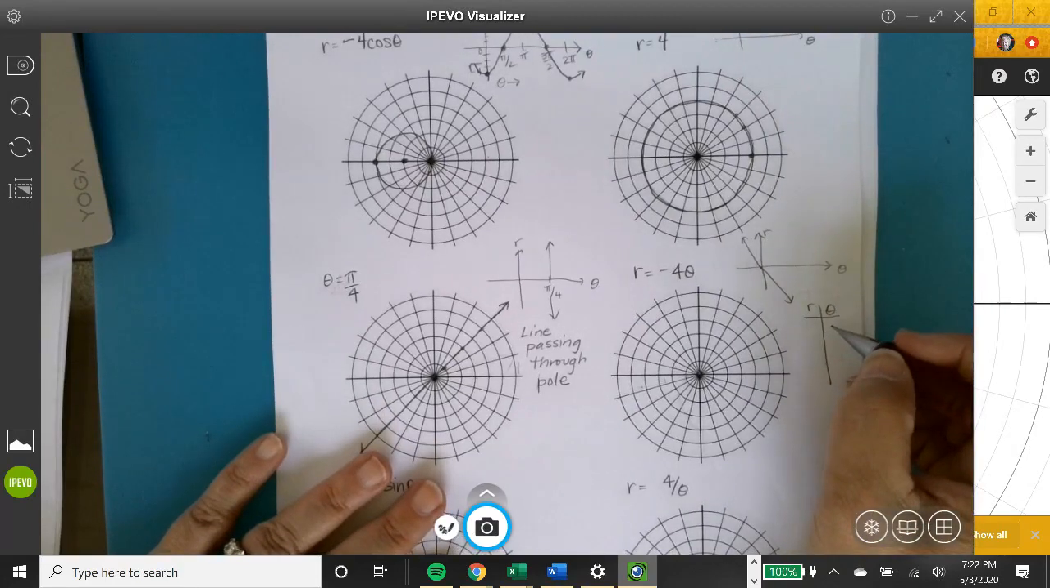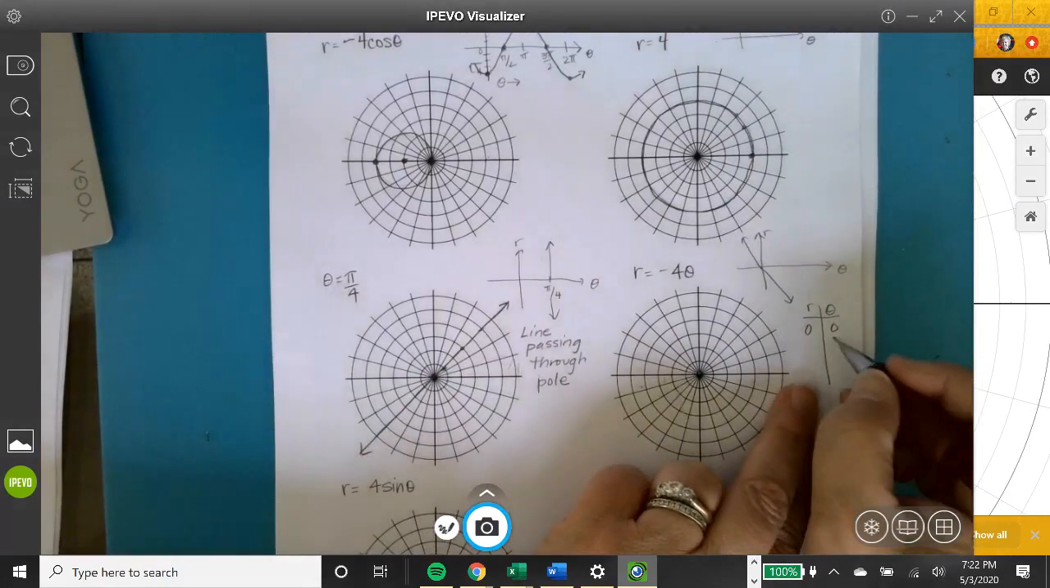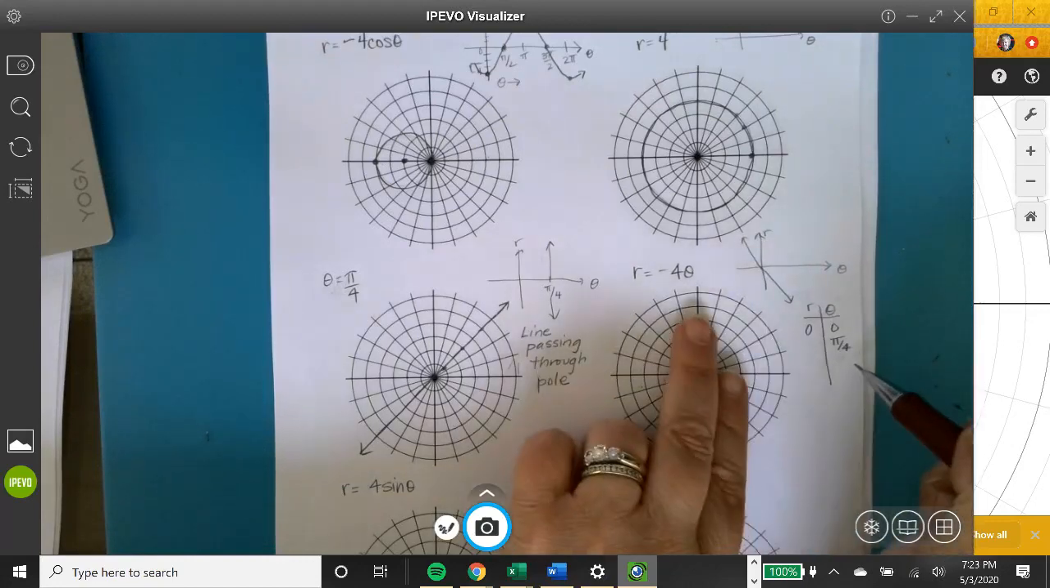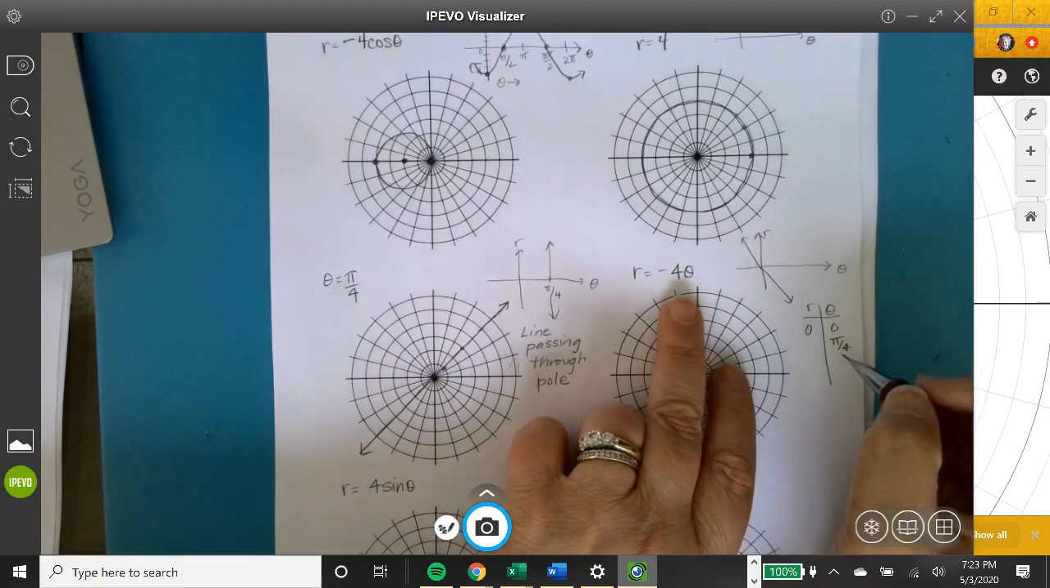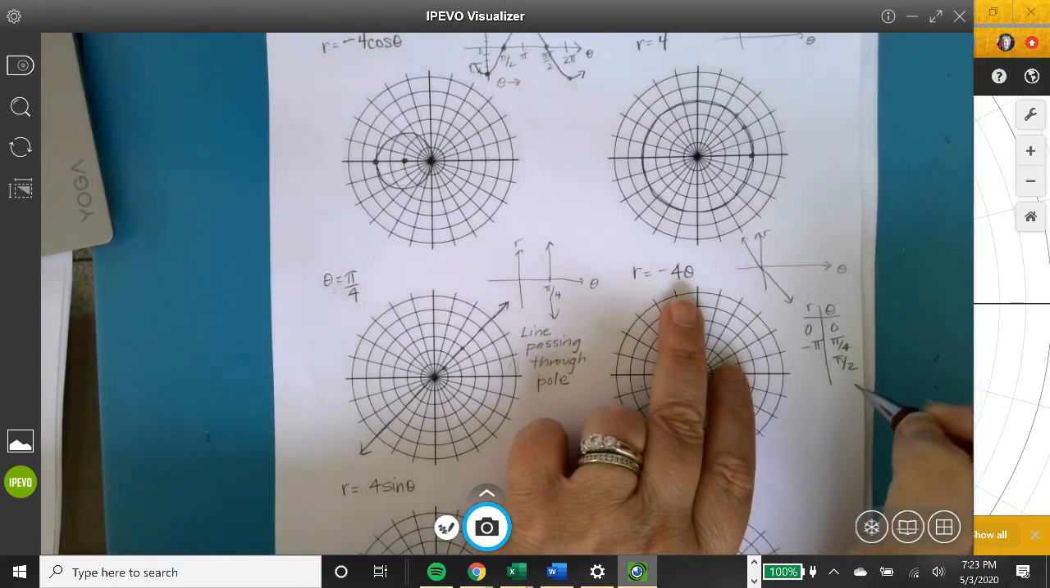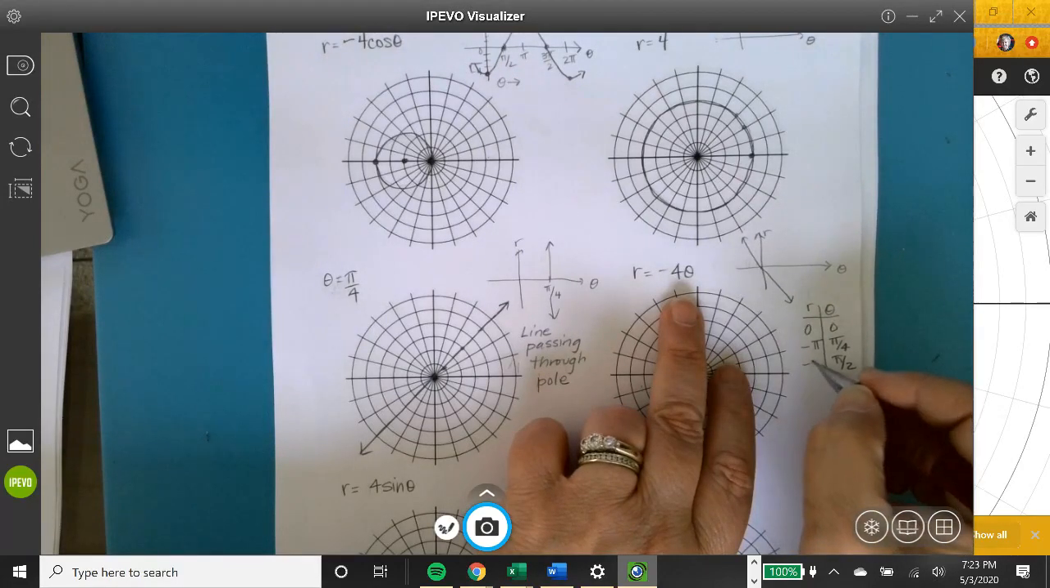I'm going to choose a theta that's nice. First, I'm going to choose 0. Well, if theta is 0, r is 0. That's nice. If theta is pi over 4, now why would I choose pi over 4? Well, because the 4's cancel. And so then I get -4 times pi over 4 is -pi. What happens if I choose pi over 2? Because that'll be a nice number to cancel out. We get negative 2 pi.